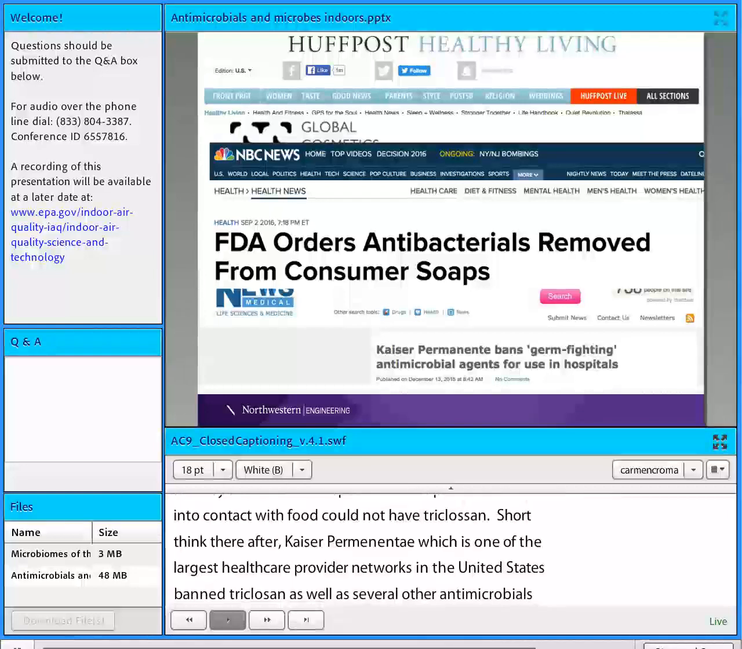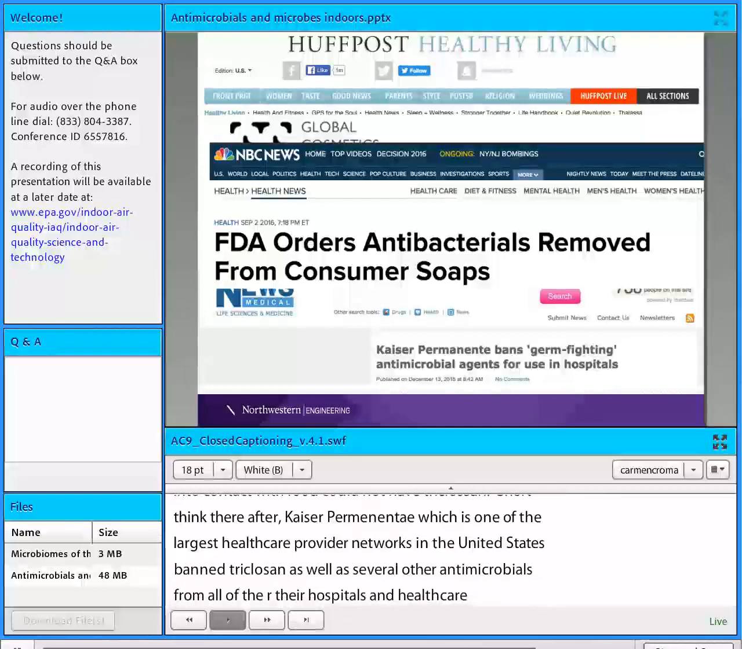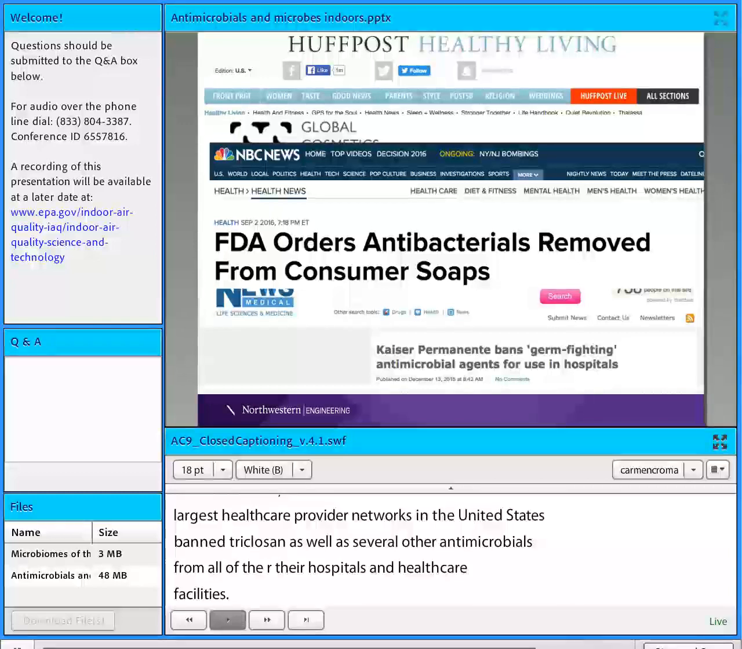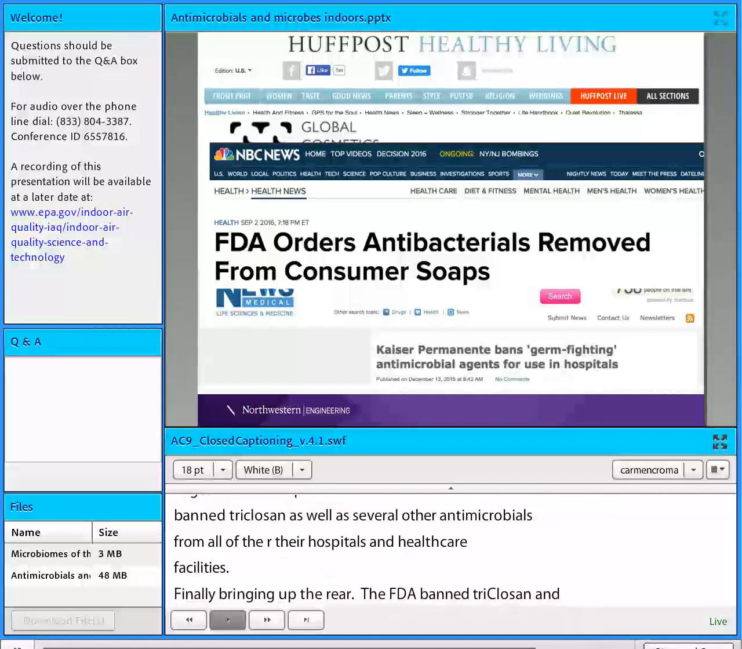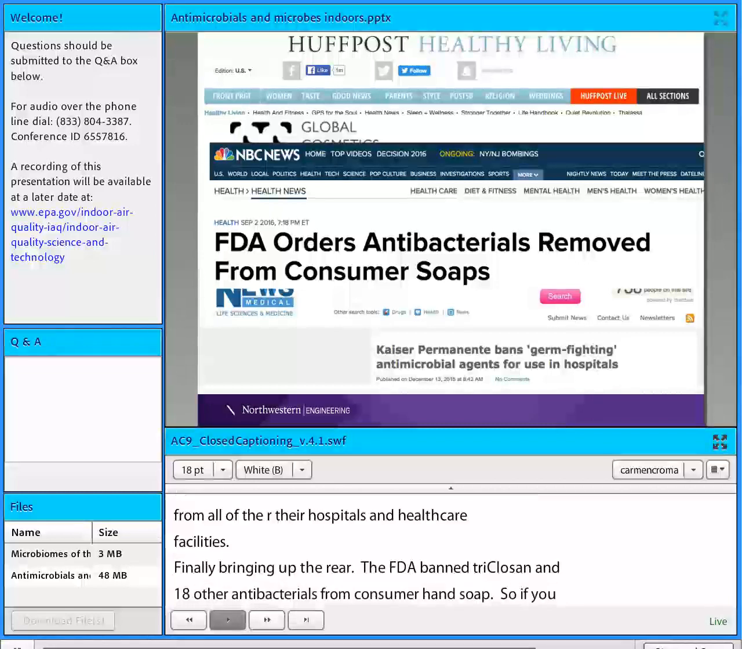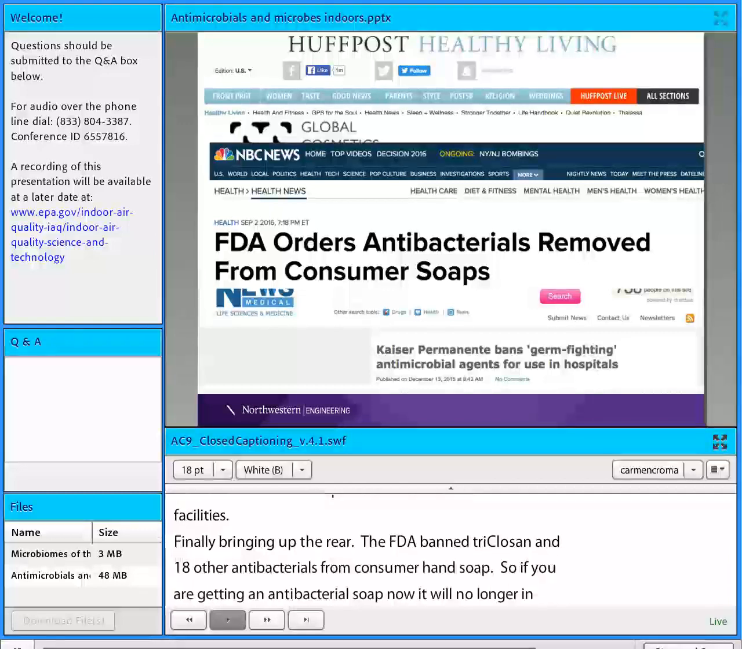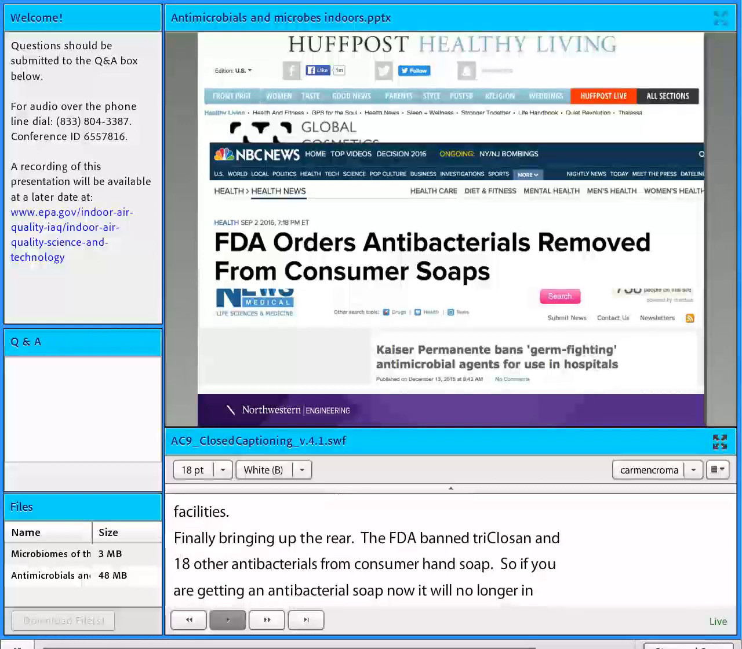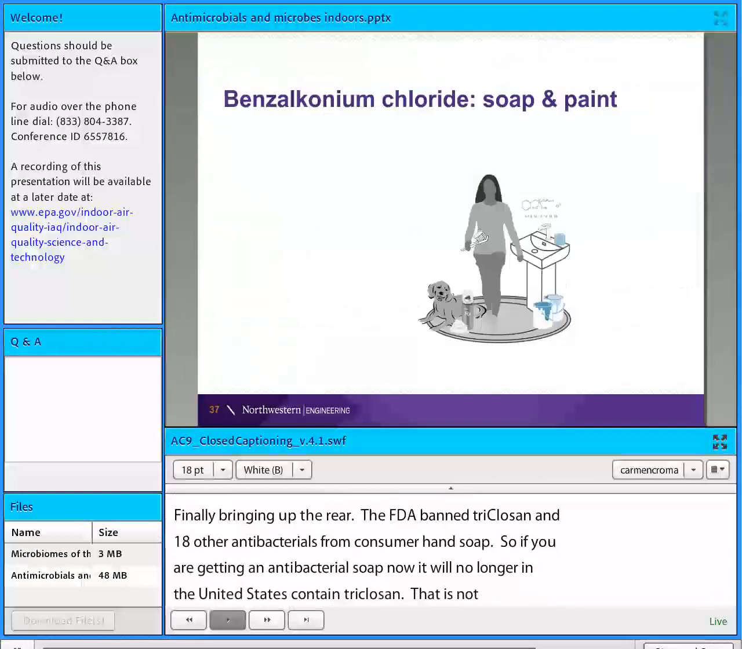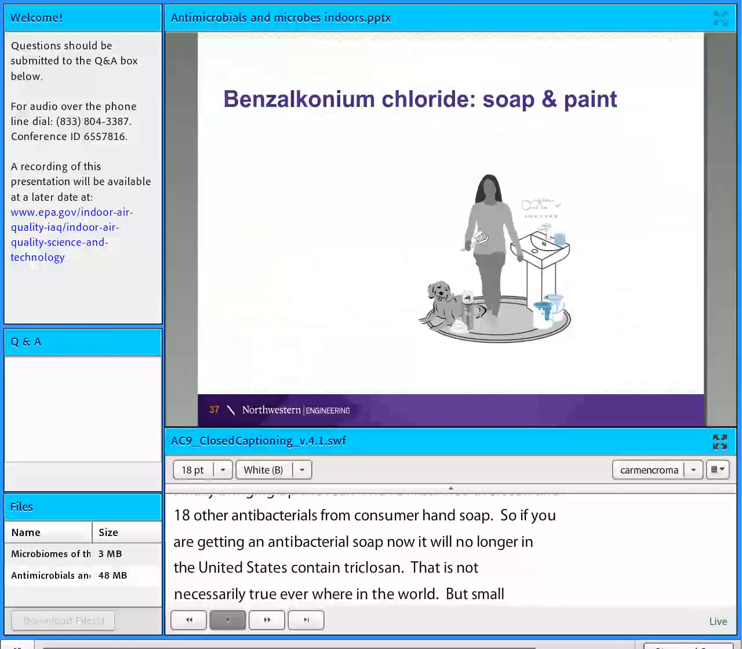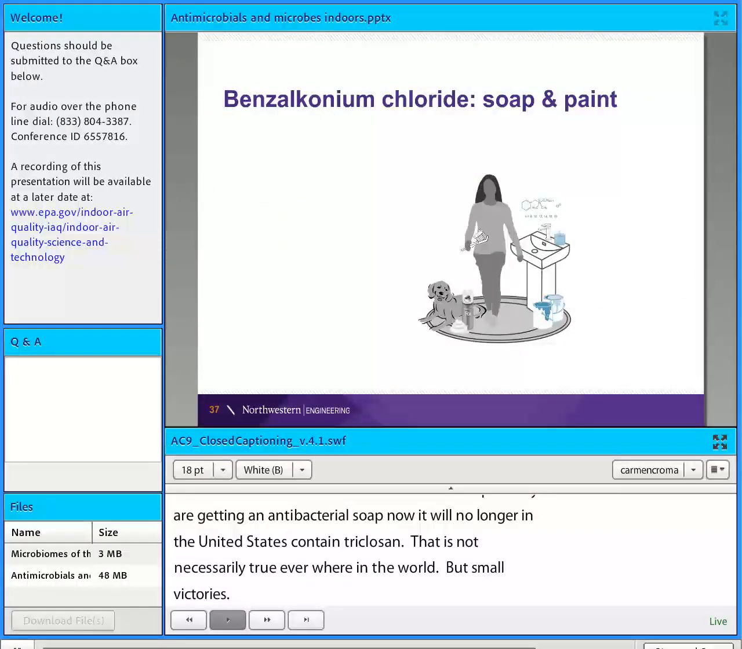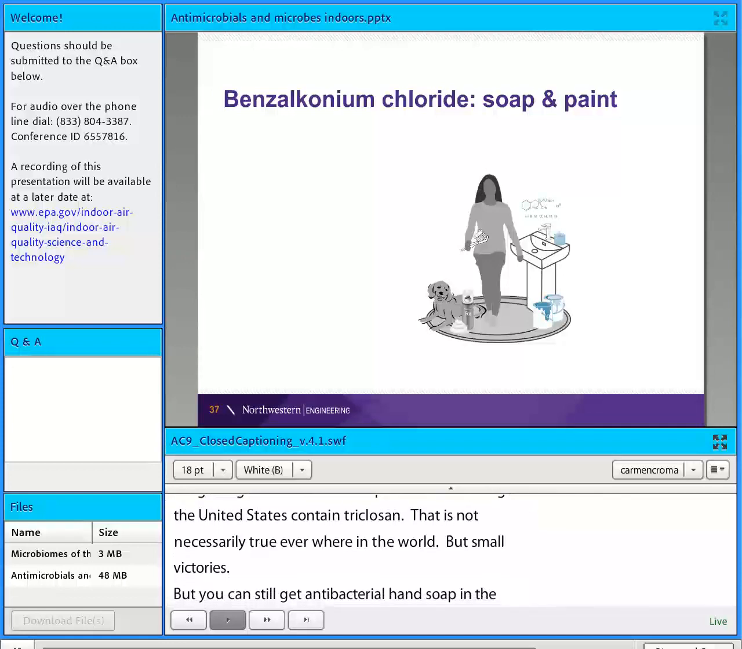And then finally, sort of bringing up the rear, the FDA banned triclosan and I believe 18 other antibacterials from consumer hand soaps. So if you are getting an antibacterial soap now, it will no longer in the United States contain triclosan. That is not necessarily true everywhere in the world, but you know, small victories. But you can still get antibacterial hand soap in the United States. Now it just contains benzalkonium chloride instead of triclosan.